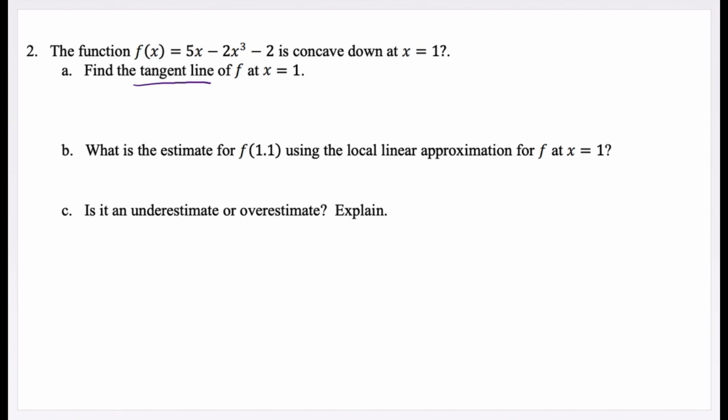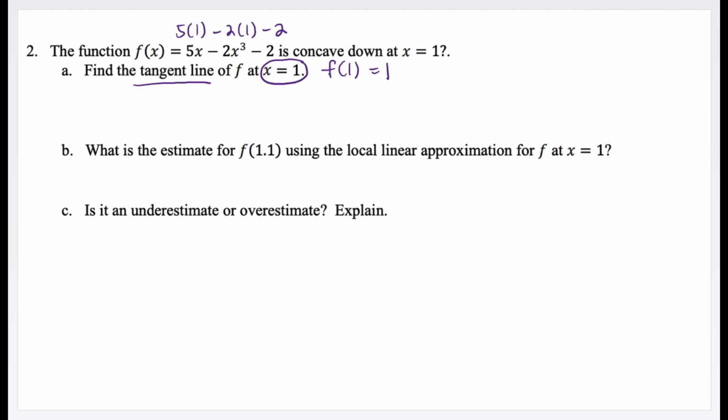You need the point. So you need the input and the output. We only have the x value. We need to plug it in to find the y. And then we also need to find the slope of the tangent line, which comes from finding the derivative and then plugging the x value into the derivative. So I'm going to do both of those things. First, I'm going to plug just 1 into the function to figure out what f of 1 is. So f of 1 equals 5 times 1 minus 2 times 1 cubed, but that's still just 1, minus 2. 5 minus 2 is 3, and 3 minus 2 is going to be 1. So my point is (1, 1).